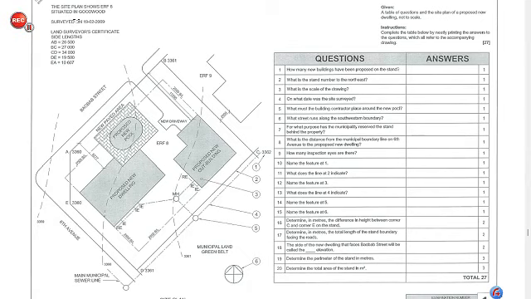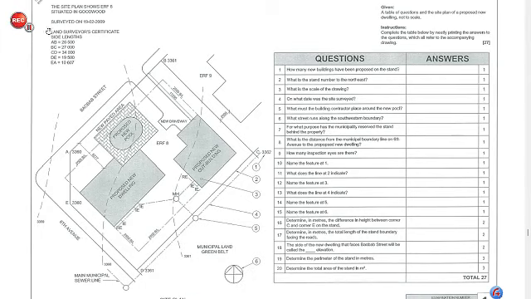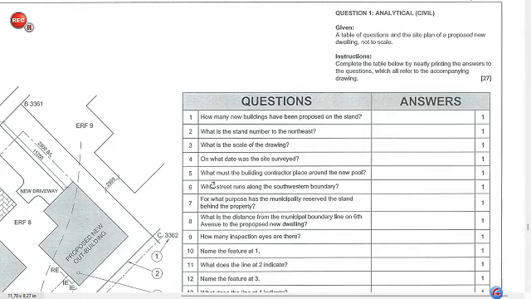plan that shows Erf 8 situated in Goodwood, surveyed on the 19th of the 2nd 2003, and that is the land surveyor's certificate here with all the side lengths which refers to A, B, C, D and E. Let's zoom in and look at the questions.